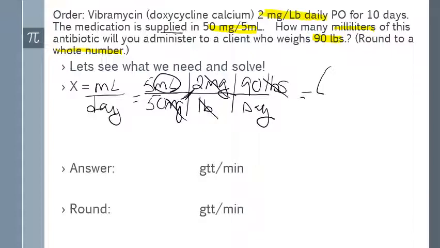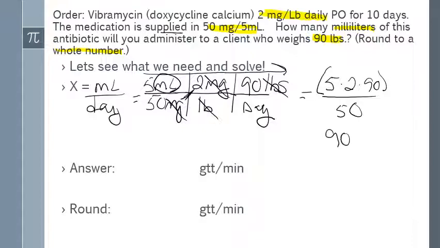So what we're going to do is we're going to stay across like we've been saying. We're going to take 5 times 2 times 90, and we are going to divide that by 50. And if you want to, you can go ahead and take a little break and pause and figure out your math. And once we do our math, we end up with 900 divided by 50. And when we do that, our final answer becomes 18 milliliters per day, already in a whole number.